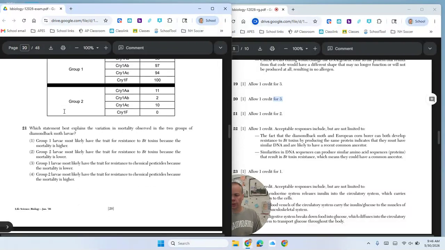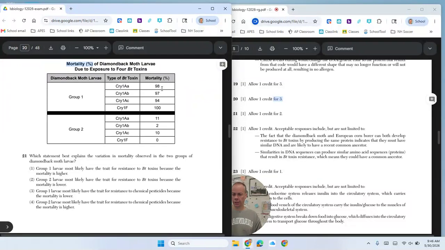Okay, let's read the question. Which statement explains the variation in mortality? So why is there this difference is what the question's really asking. We look at our choices. Group 1 is most likely to have the trait for resistance to Bt toxins because mortality is higher. That wouldn't make sense, number 1, that the larvae having the trait for resistance would have higher mortality. Okay, that doesn't make sense. Group 2 larvae most likely have the trait for resistance because the mortality is lower. Okay, that is true, and that would be the explanation.